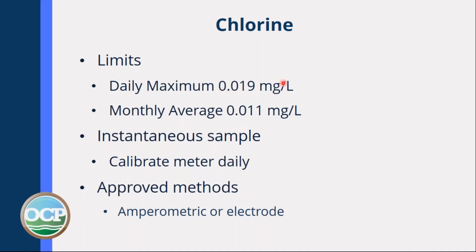And the reason why these limits are low is because chlorine, even at low levels of about 0.1%, is toxic to fish. And that's the last thing we need, is to affect the wildlife in our streams and rivers significantly.